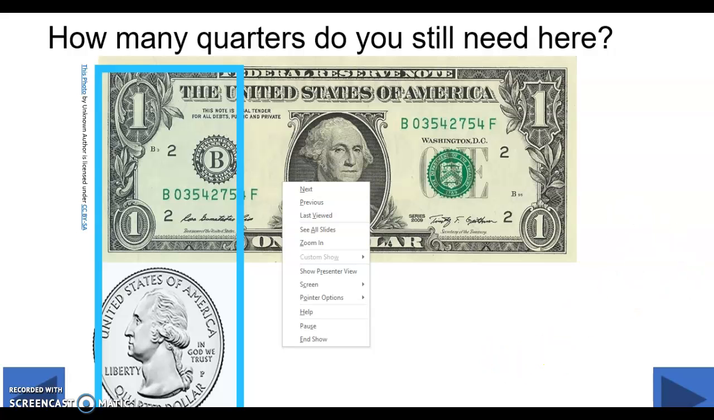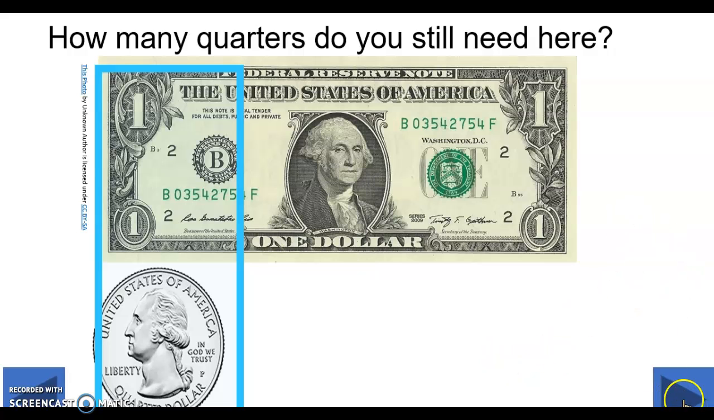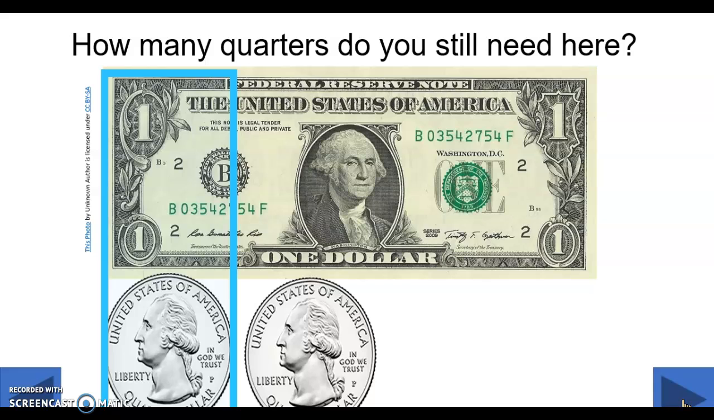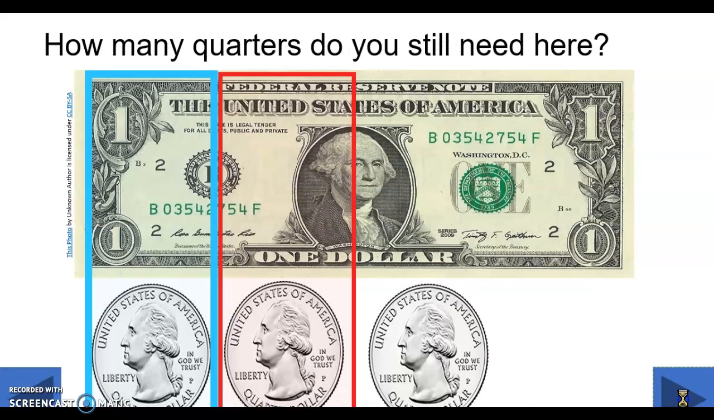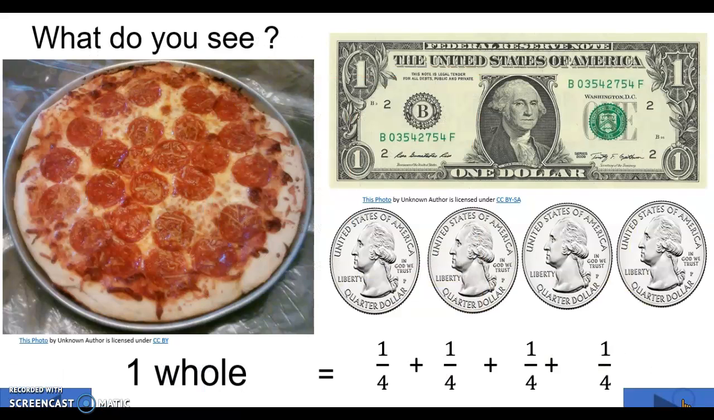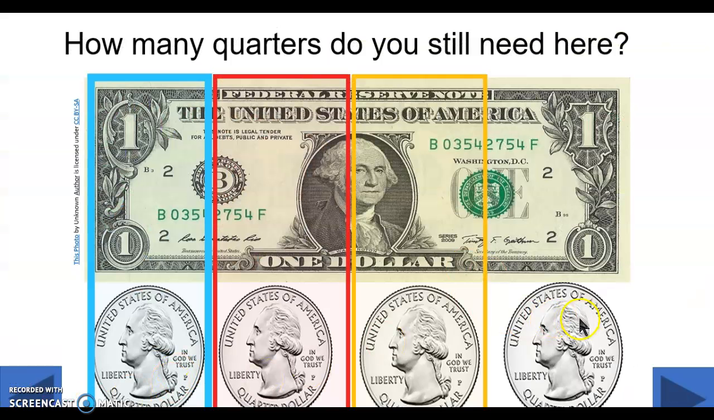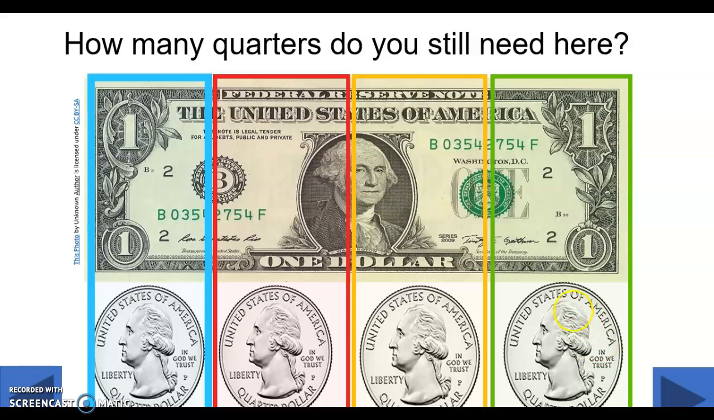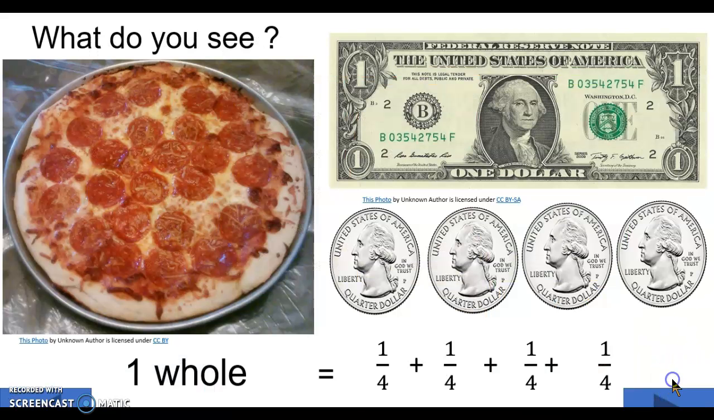I'm going to go through for time's sake and advance this along. We have a second and a third and a fourth. Whoops, my apologies. Let me go back. Each time I'm asking them, how many do you still need, so that they can physically see the spaces that are left. And then here is a comparison.